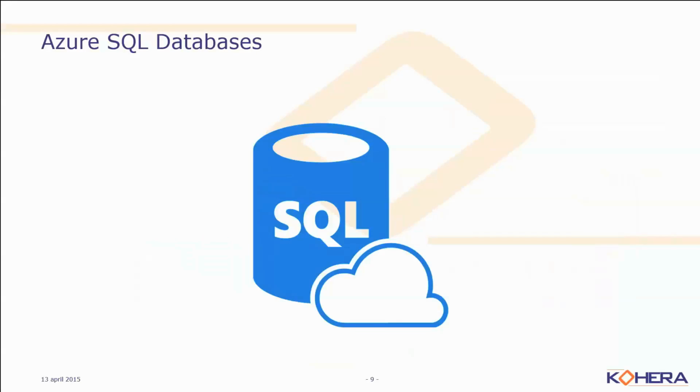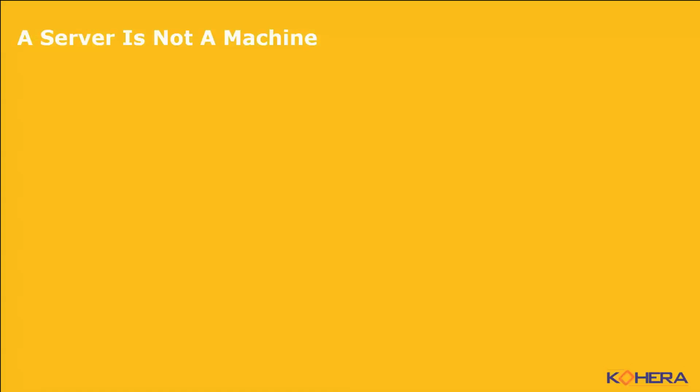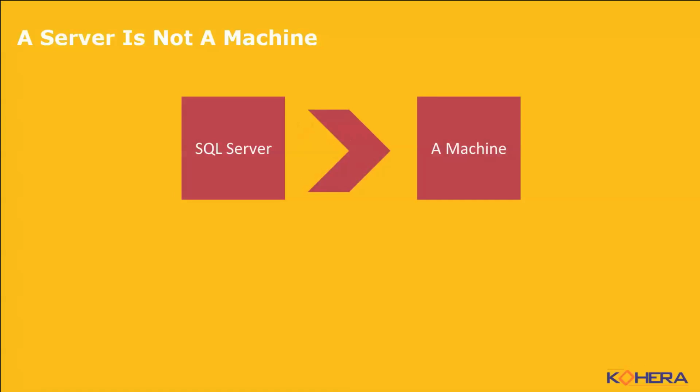Now, if we talked about deployments on VMs, if we talk about SQL databases, you have a totally different setup. For starters, a server is not a machine. What do I mean by that? A SQL server that we have today on premise, that's a full machine. You have a Windows, and on top of that there's an application layer running SQL Server, right?